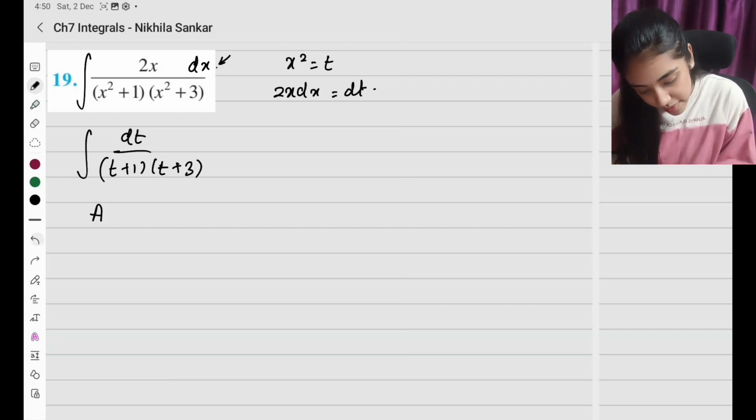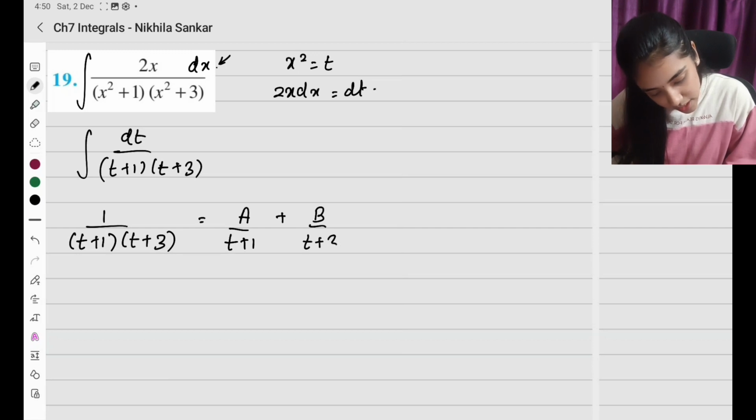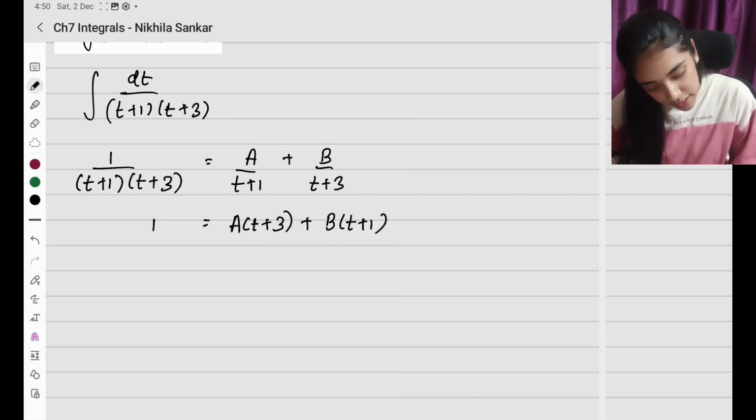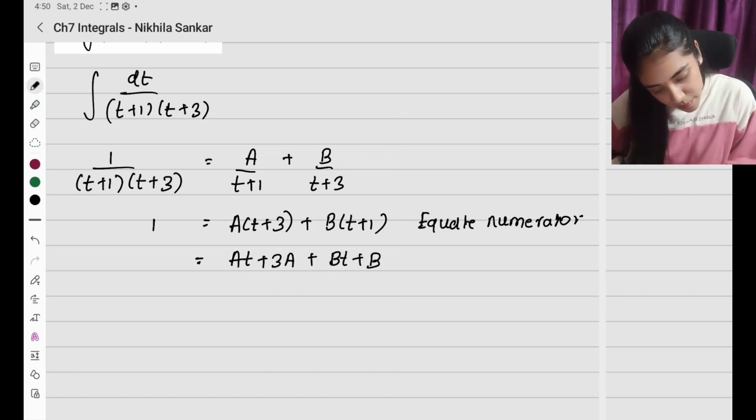So I have 1 divided by (t plus 1)(t plus 3) equals a divided by t plus 1 plus b divided by t plus 3. When I take the LCM, a times (t plus 3) plus b times (t plus 1) equals 1. I am equating the numerator. When I multiply inside, at plus 3a plus bt plus b equals 1. So the constant is 3a plus b equals 1 and the coefficient of t is a plus b equals 0.